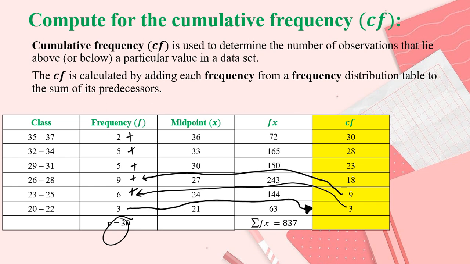Again po, unang way po natin, kung galing po kayo sa baba, papunta sa itaas, isusulat nyo po muna yung frequency nyo, rewrite, and then add po natin sa bawat frequency. So, rewrite natin yung 3. 3 plus 6, we have 9. 9 plus 9, 18. 18 plus 5, we have 23. 23 plus 5, we have 28. 28 plus 2, which is 30. So, yun po yung unang way. Ano naman po yung pangalawa?